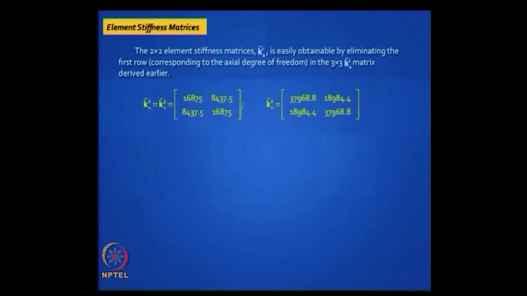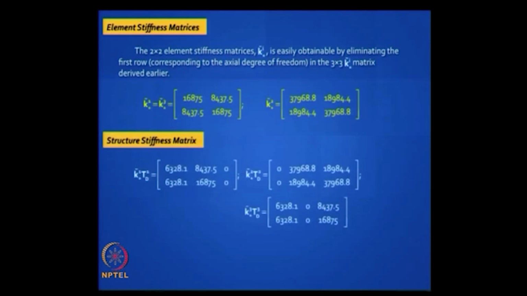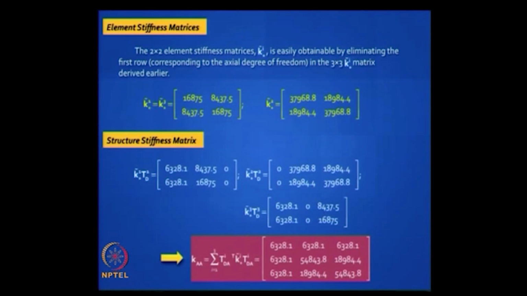Element stiffness matrix is very easy. What's it? 4 EI by L, 4 EI by L, 2 EI by L, 2 EI by L. So that's easy, you can do it. Or you go back to your previous 3 by 3 and knock off that EA by L row and column, first row you will get this. So no big deal. Structure stiffness matrix, same procedure, you generate. Will this structure stiffness matrix be the same as what you got earlier? Will it be the same?